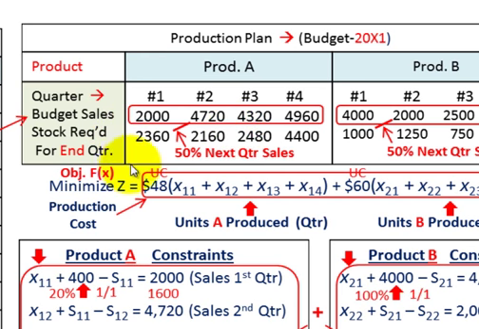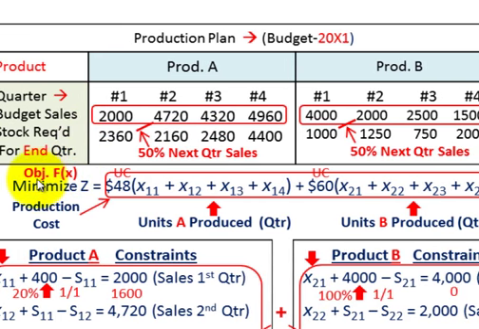Okay, so now setting up our linear programming. The objective function here is to minimize our production cost. Remember we had that unit cost for product A and product B. So we have to determine the units of product A that have to be produced by quarter. The unit production cost for product A we had at $48, times the quantity of units that we produce for each quarter.